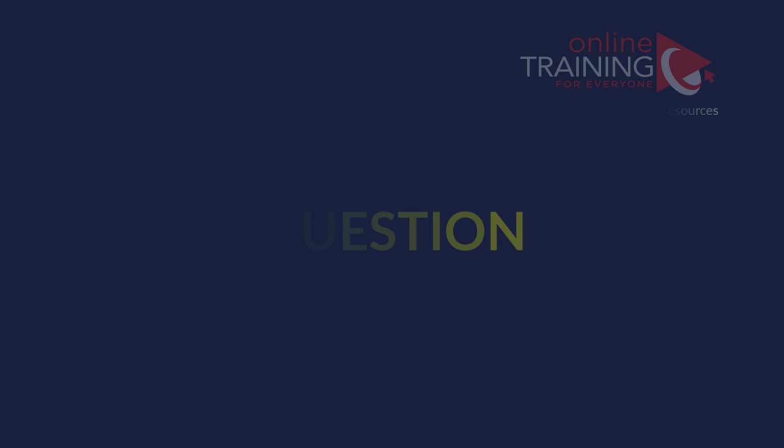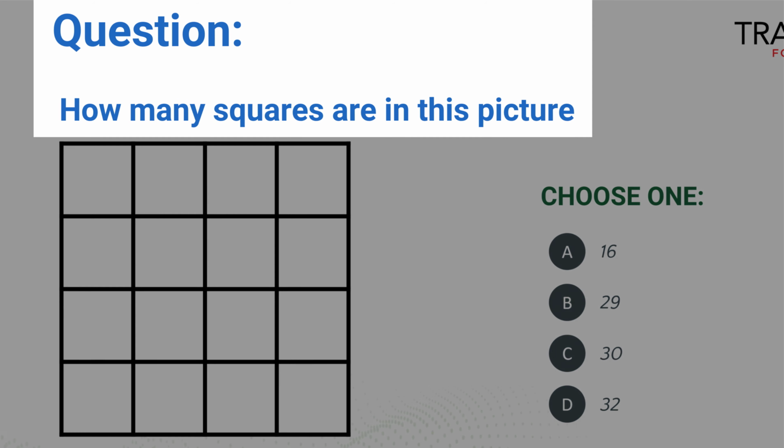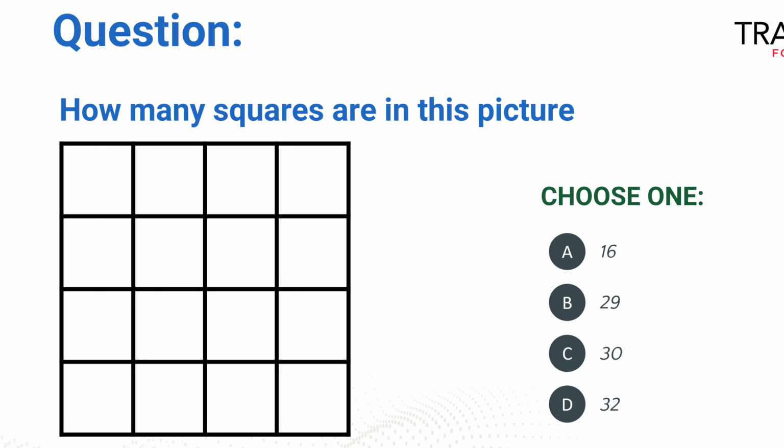And now let's look at the question which confused tons of people during the test. How many squares are in this picture? And you have choices of 16, 29, 30, and 32. Which one do you think is right?